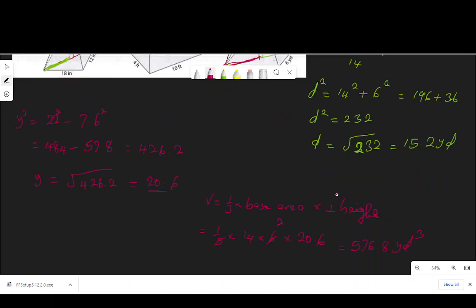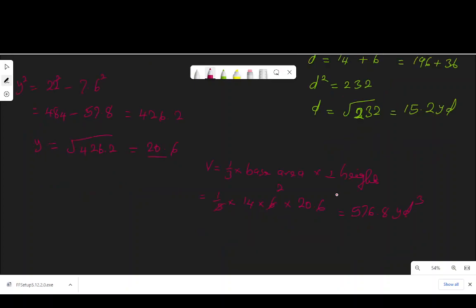And that is the end of this very lesson on the volume of a pyramid.